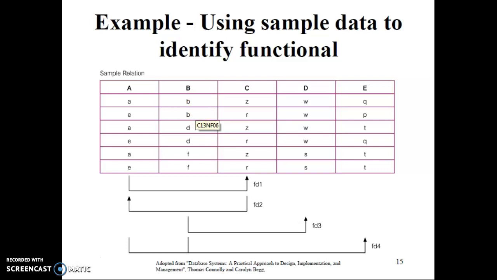And then consider the final attribute E. The attribute E values are not associated with the consistent appearance of particular values in other columns. So attribute E does not functionally determine attributes A, B, C, D.